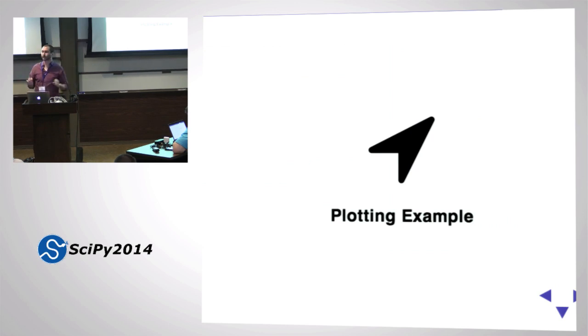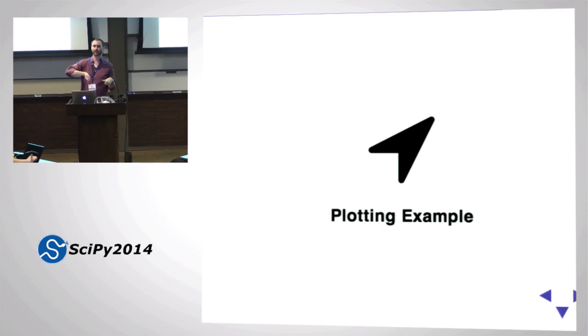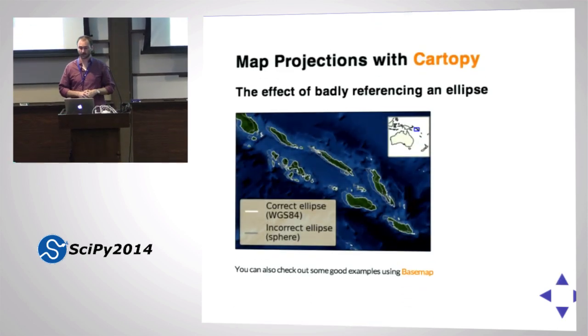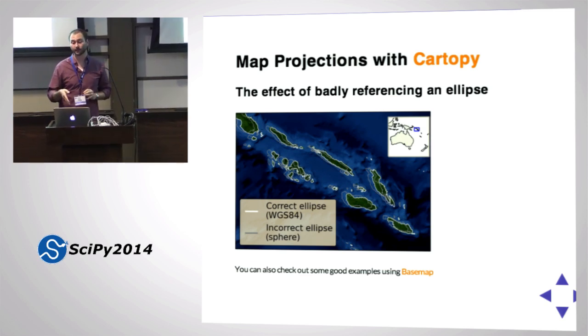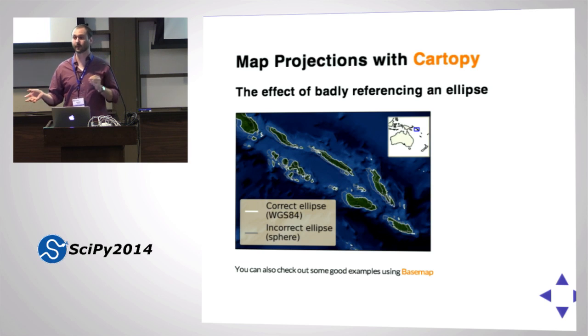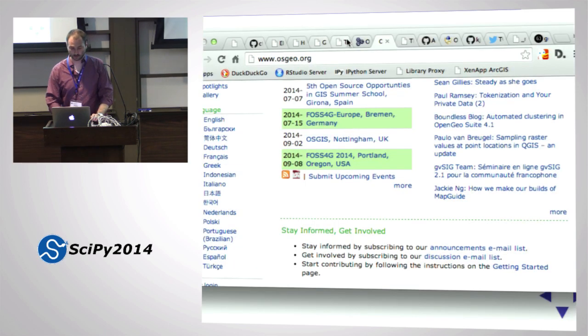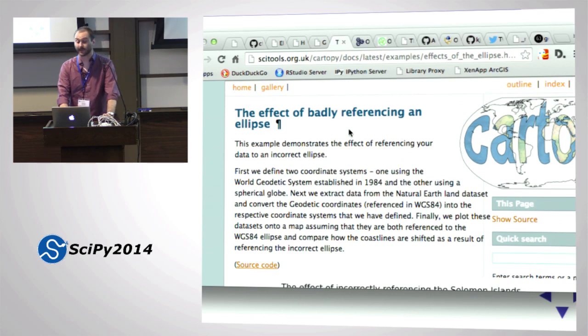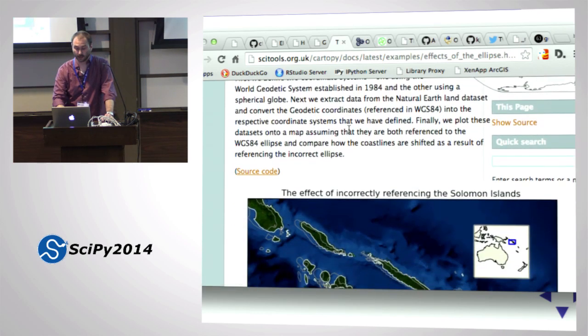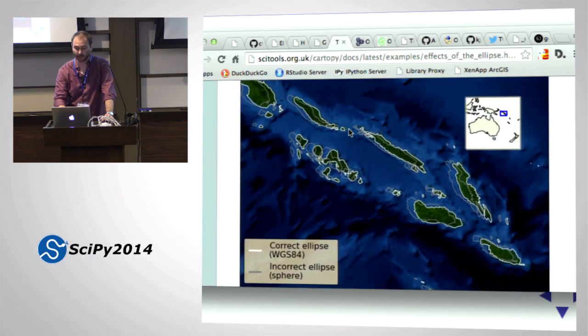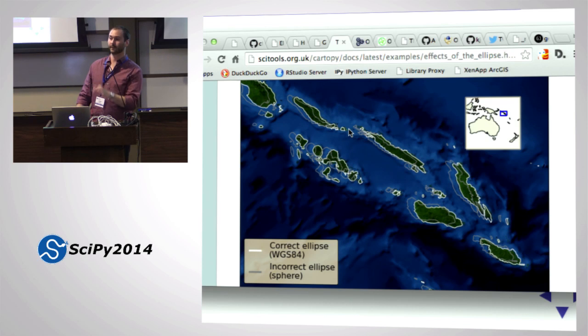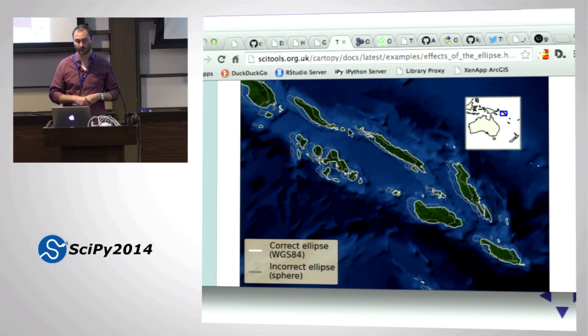So here's an example where we're going to make some plots where projections are important. Plotting examples. We're going to use CartoPy, which I really like, particularly for plotting on different projections. Here's an example on the internet called The Effect of Badly Referencing an Ellipse. Basically, this is a little plot showing what happens if you pick the wrong ellipsoid for your projection and you plot it. The white one is correct, and it lines up nicely with the underlying image, and the other one is an incorrect ellipsoid.